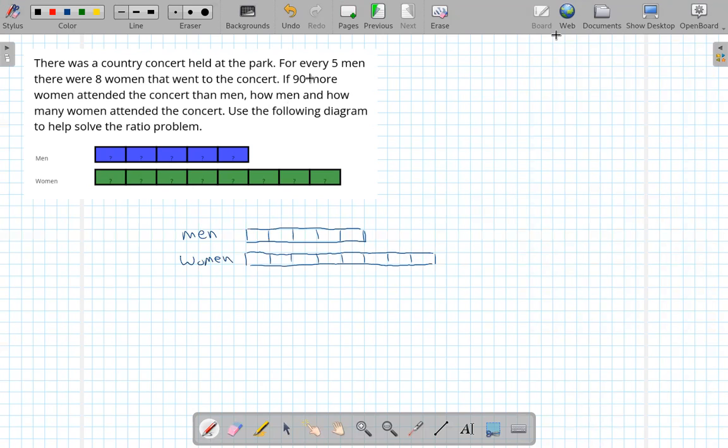And then they tell me 90 more women attended than men. So then in my drawing here, I just want to focus on the more women than men. They're telling me this chunk right here is worth 90. Okay, well, if that's worth 90, then each chunk must be worth 30 per chunk. And then it's got to be true everywhere. So these are just all 30s. So again, the picture is a pretty powerful way to go about solving this.